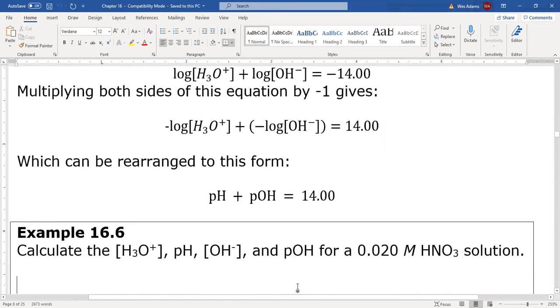So now I've got equations where I should be able to convert any of the four things that we've talked about, hydronium and hydroxide ion concentration, pH and pOH, as long as I know one of them. So let's take a look at this example. If we've got a 0.02 molar HNO3 solution, we want to get all four of those things.